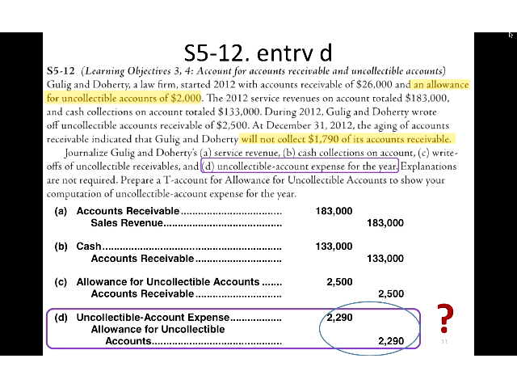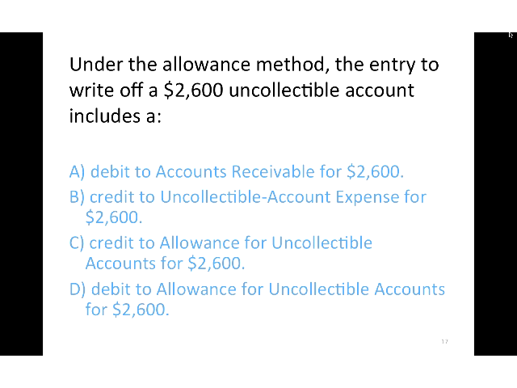Okay, so now we're going to go to a question. Under the allowance method, everyone should get this one right because we just did this entry. Under the allowance method, the entry to write off a $2,600 uncollectible account, so this is an account that we've identified, includes what? What do you think?